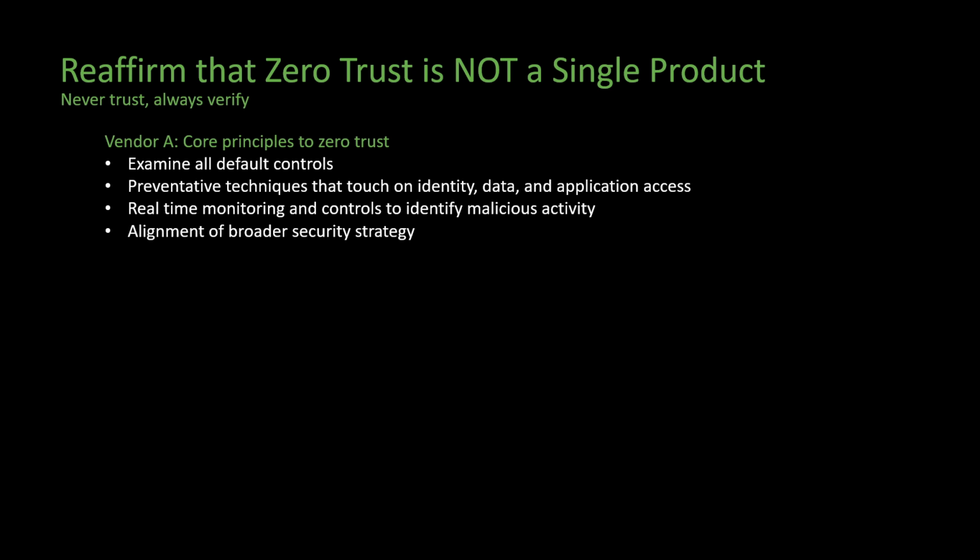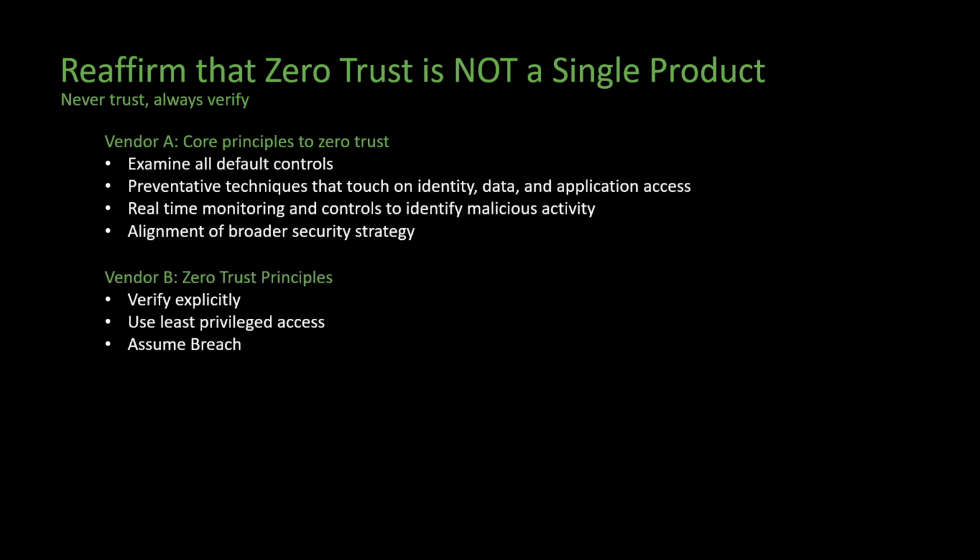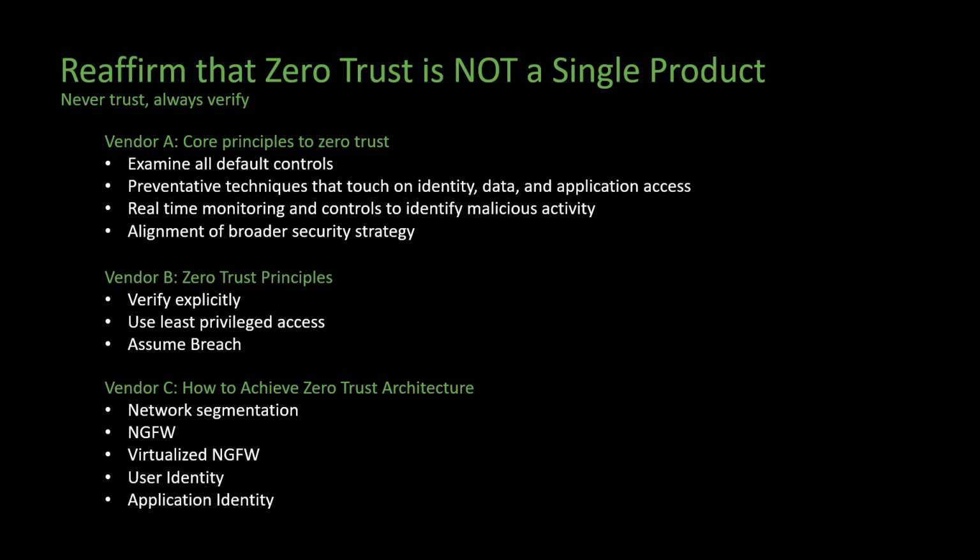So vendor A, as an example, core principles to zero trust. Examine all default controls, preventative techniques that touch on identity, data, and application. You got real-time monitoring of malicious activity, alignment of the broader security strategy. Vendor B, verify explicitly, use least privileged access, assume breach. And vendor C says network segmentation, next generation firewall. You got virtualized next-gen firewall, user identity, application identity.